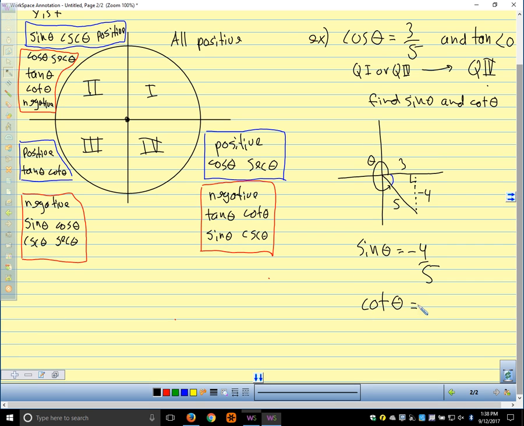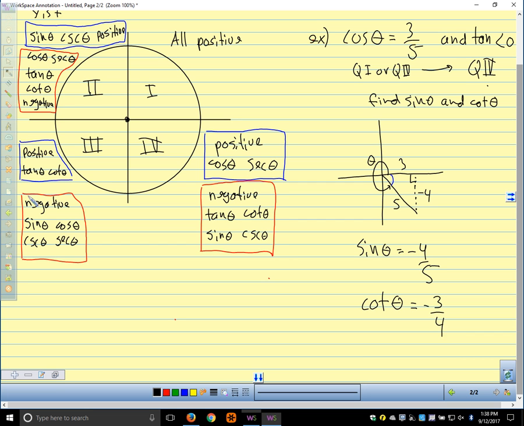Cotangent theta is adjacent over opposite, so we get -3/4. And we could do the rest if we needed to, but that's all we're asked to do. All right, so questions there?